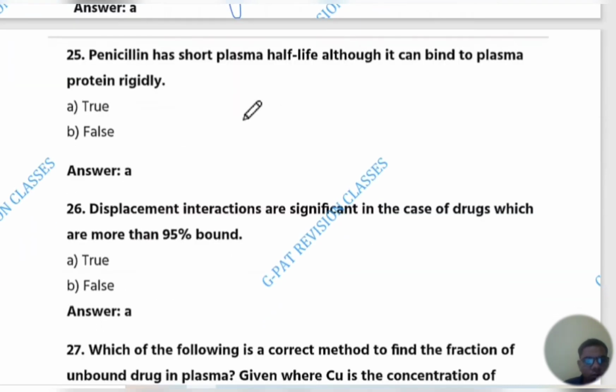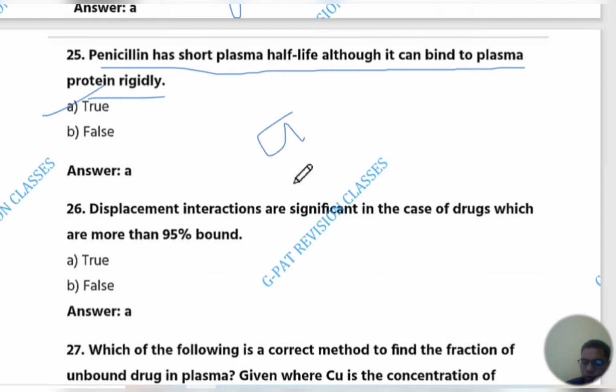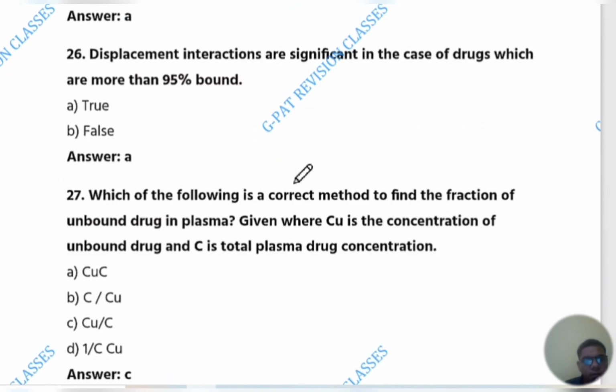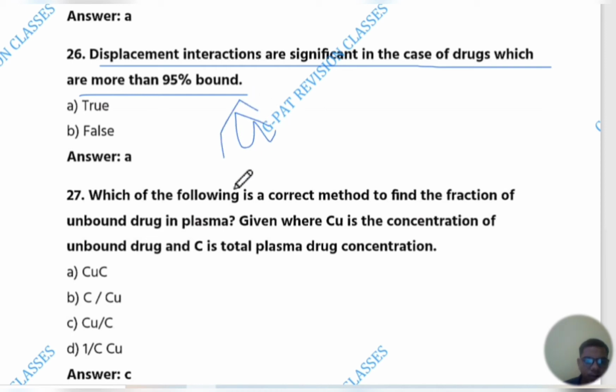Next is question number 25. Penicillin has short plasma half-life, although it can bind to plasma protein readily. True. The answer is A. Okay. Next is question number 26. Displacement interaction is significant in the case of drugs which are more than 95% bound. The answer is A. True.